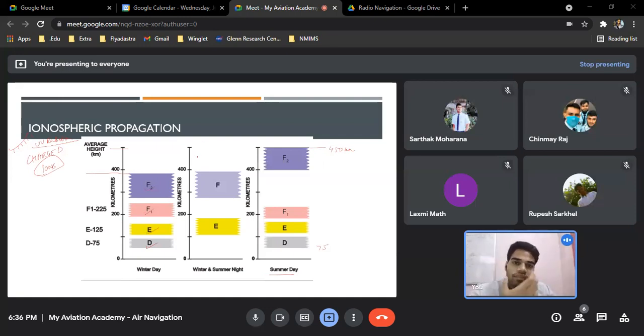When the sun is shining, we always have more radiation. More radiation means more charged particles. So in the night time, this radiation slows down. I'll not say stops, it slows down, it becomes less. When it becomes less, you can see F1 and F2 come together and become F, right?